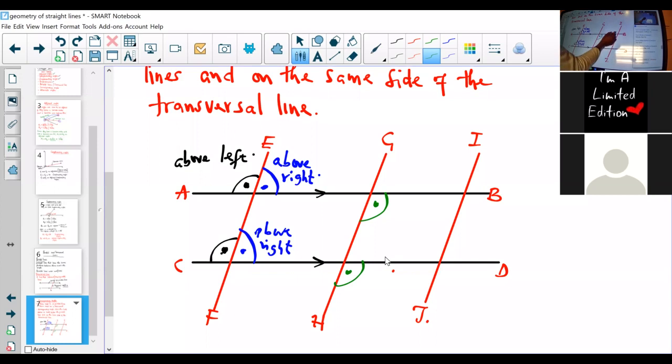All right. So we can then have this one here. If I have this here, let me use a blue one here as well.